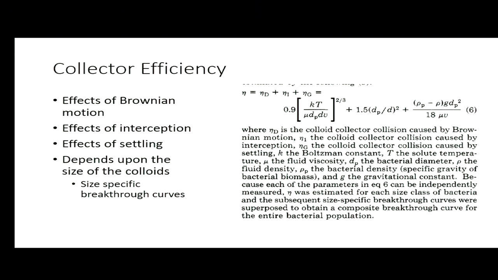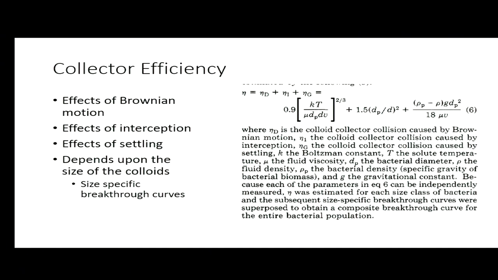So what we try to do is give it a little bit more mechanistic feel to it. And basically it says that there are three parts to it. And actually, you can calculate these three using equations that are available. So it accounts for the effects of Brownian motion, effects of interception, effects of settling. And then this, of course, depends on this dp, which is the size of your colloidal particle. So a breakthrough curve is drawn for each dp depending on what particle you're tracking.